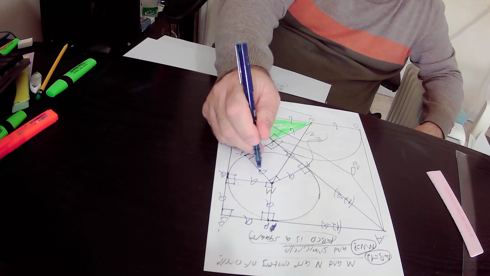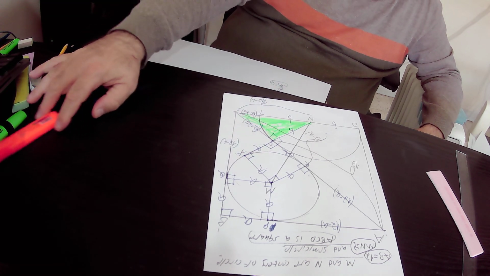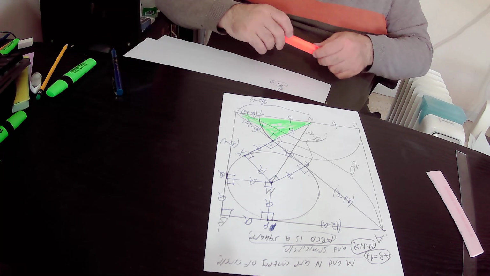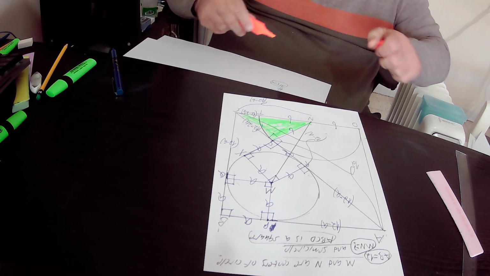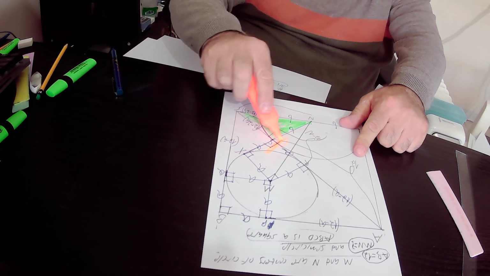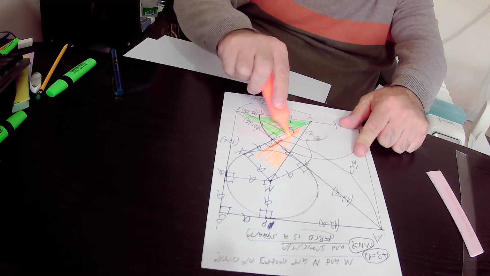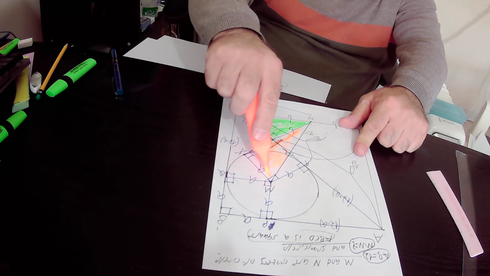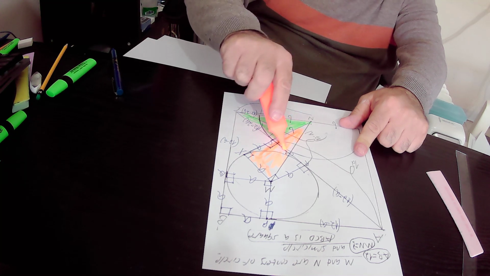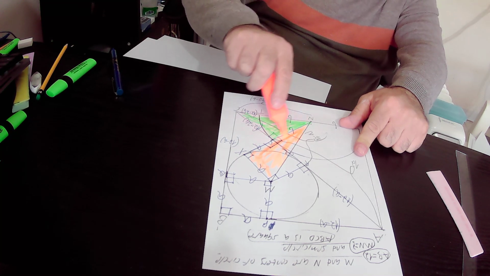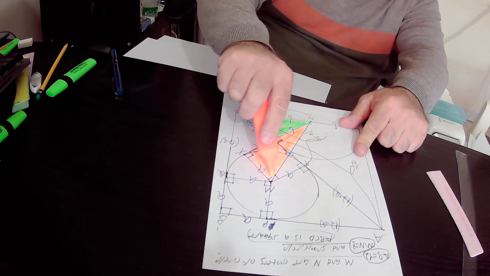Mx equals a. So, the orange triangle MXN is a right triangle because angle MXN is a right angle. So we will implement the Pythagoras theorem on the right orange triangle MXN.